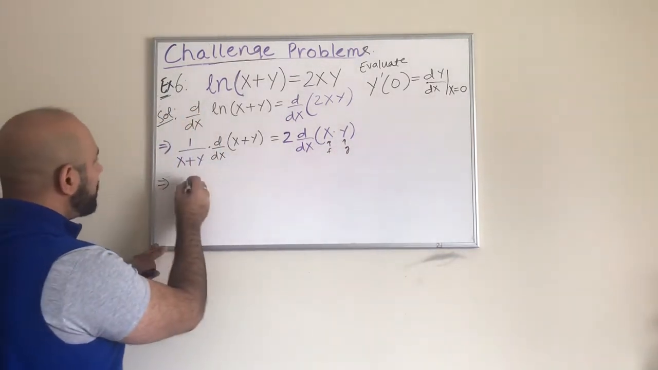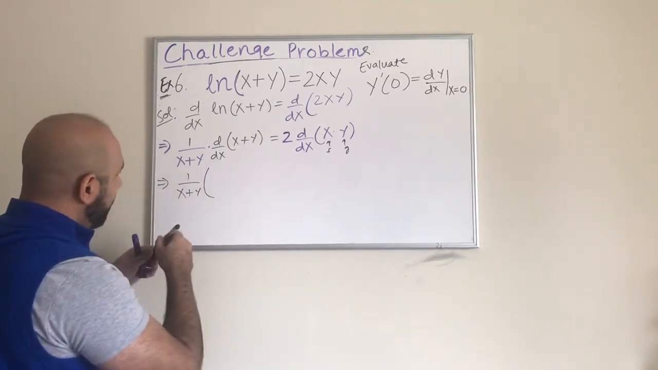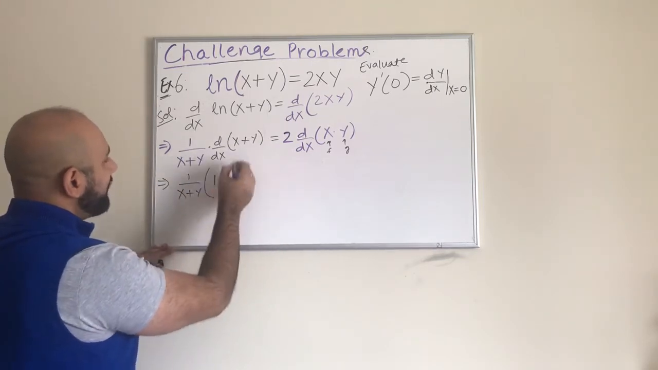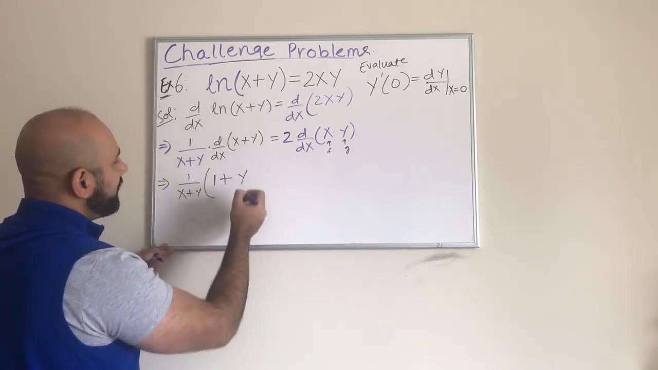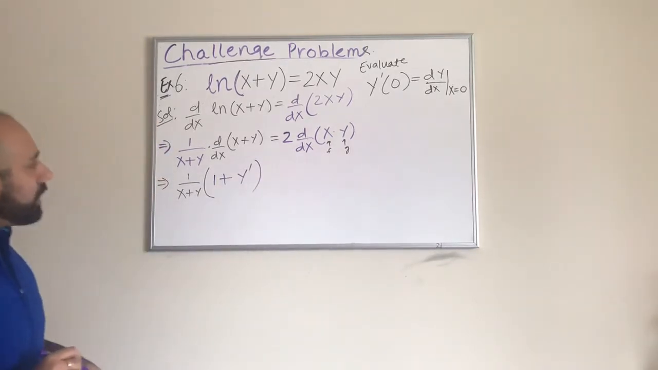From here guys, this is going to be 1 over x plus y in the denominator, and then in parentheses I'm going to get the derivative of x with respect to x, which is just 1, and then dy over dx. Instead of writing dy over dx, guys, how about if I write just y prime? Okay, that is on the left hand side.